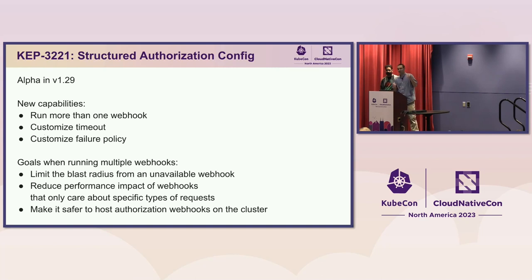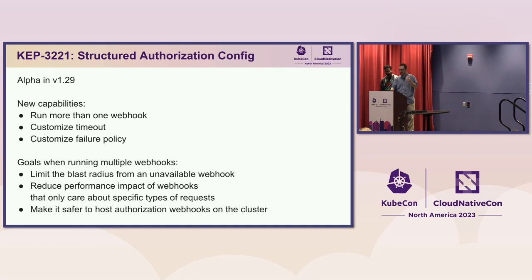And then finally, some users want to host authorization webhooks on the cluster, and so right away you've got a cycle problem. If the authorization webhook is going to maybe make certain requests not be able to be authorized, what about the requests to make the pods to run the webhook that's making the authorization decisions? It's easy to get into cycles and problems like that.